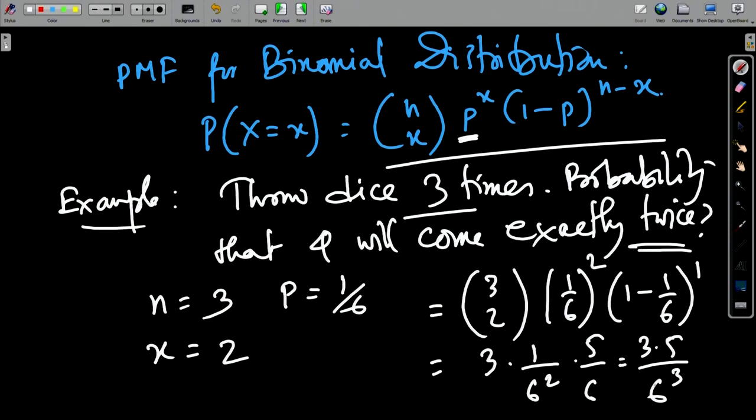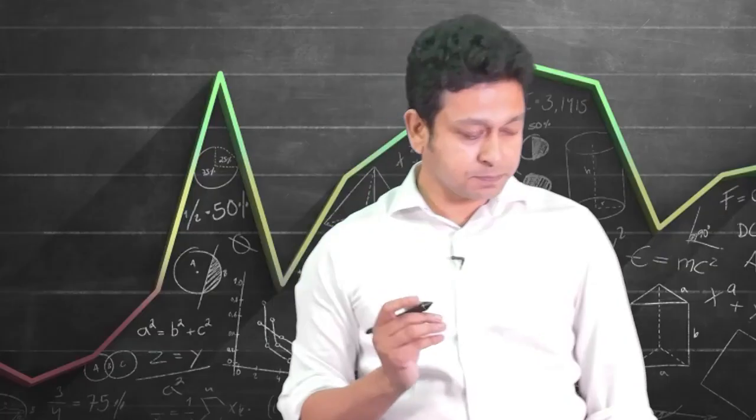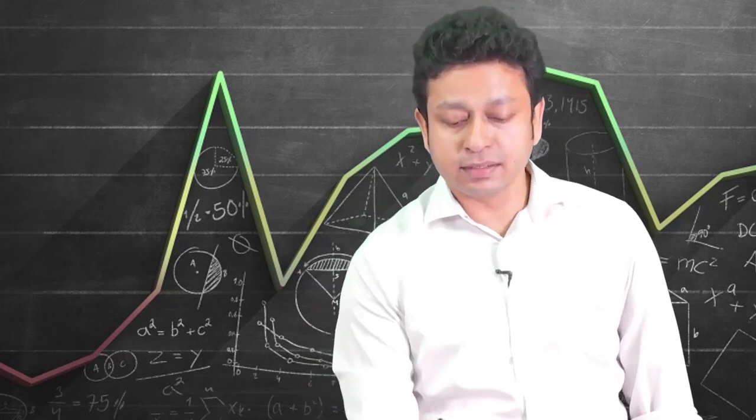Okay. Now, let us say we do another example. Here we said that exactly twice. Now, it can also say that less than twice or more than twice. Okay. So, then what you have to do? We have to actually add up the probabilities for each of these individual values. So, let me illustrate that with another example.